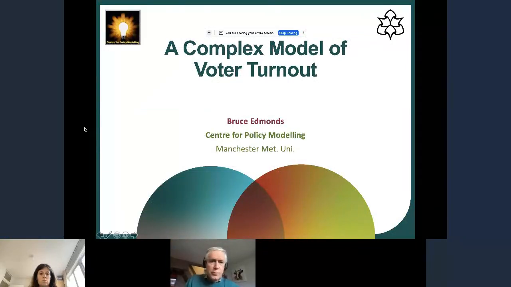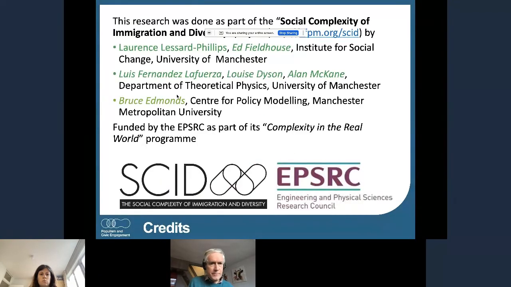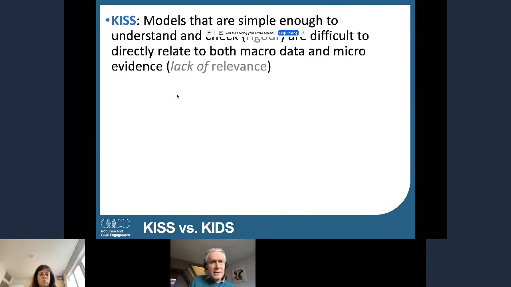Okay, so I'll quickly go through this because there's not so much time. This is some work that's about 4 or 5 years old, a complex model of voter turnout, but it's relevant to this. This was a joint project with people from the University of Manchester. The first lot are social scientists, the second lot are theoretical physicists, and I was the sort of bridge between them.